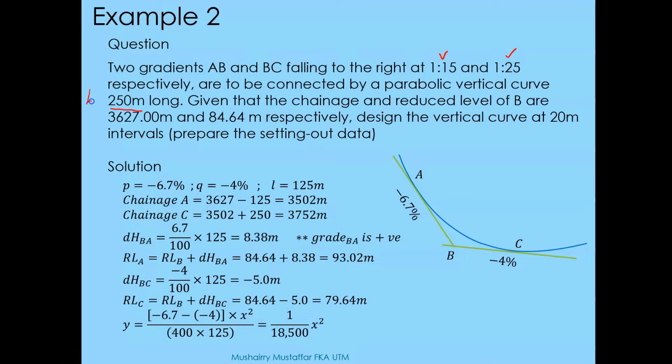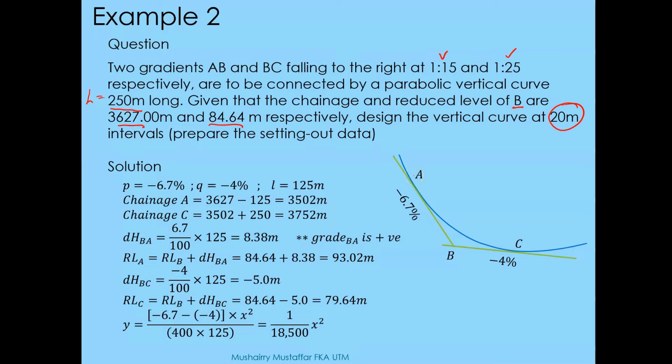Now you are given L. Okay, L is given now, and you were also told that the reduced level of B is 36.27 chainage and 84.64 reduced level, and we are asked to calculate or prepare a setting out table, setting out data at 20 meter. So let me give you a quick sketch.